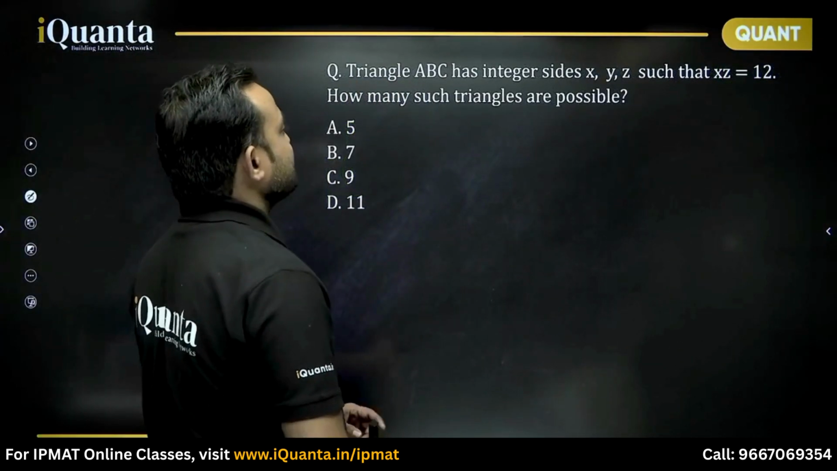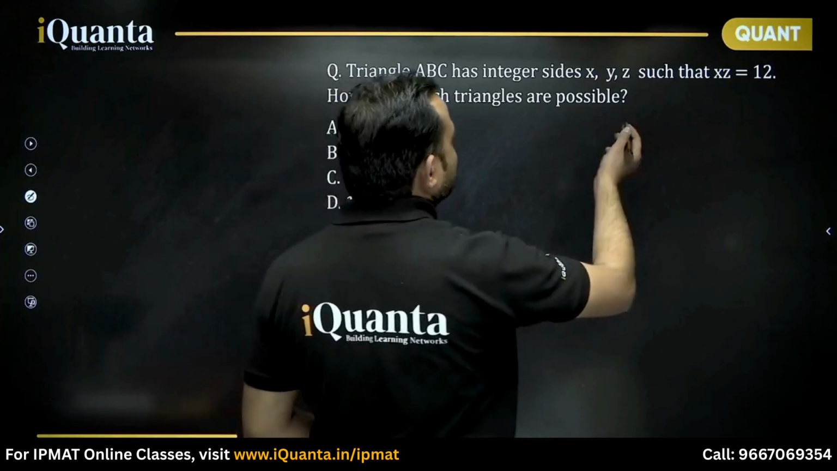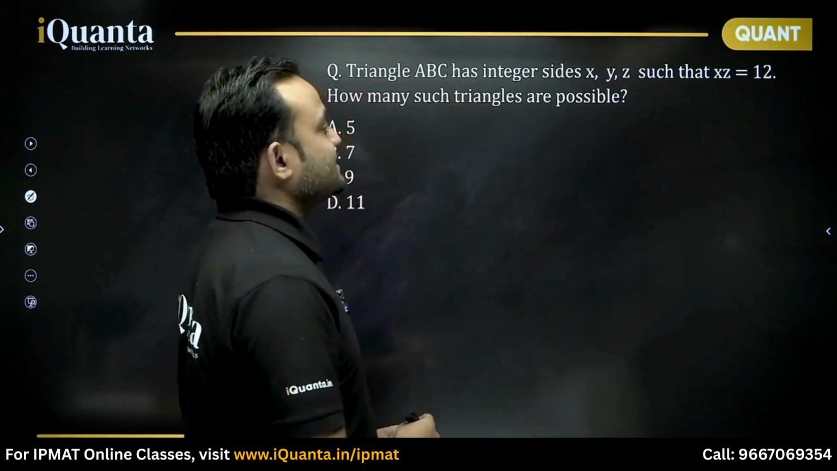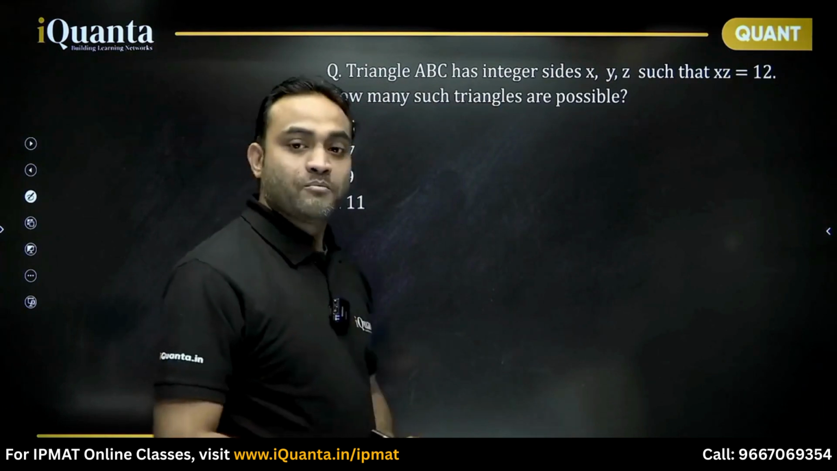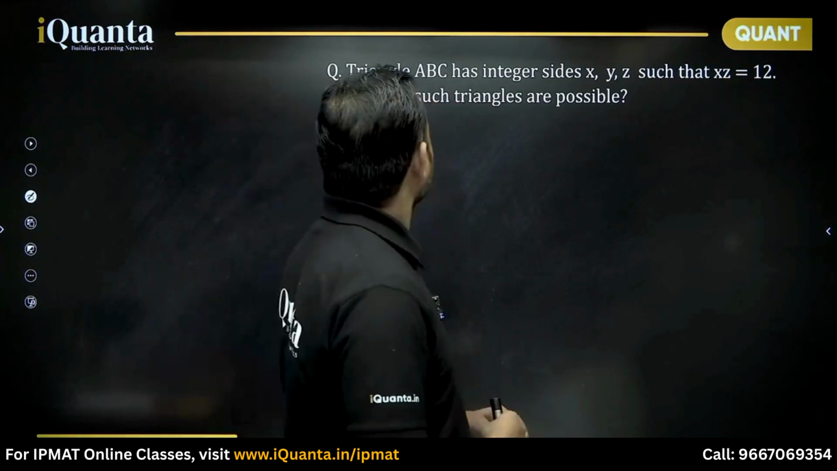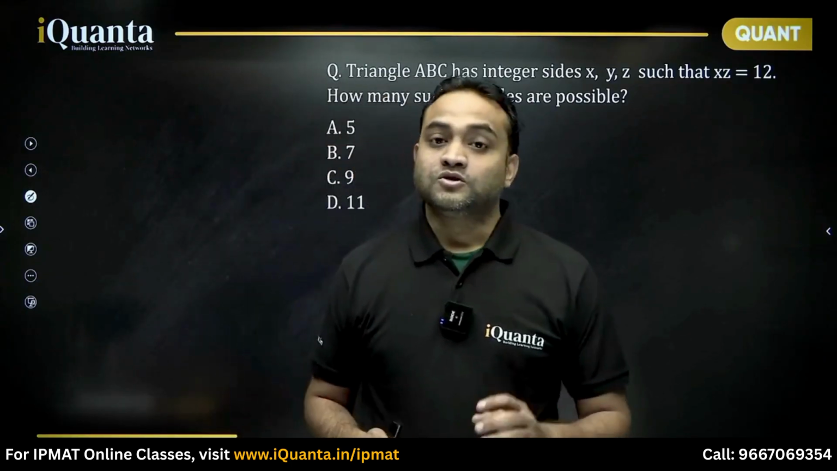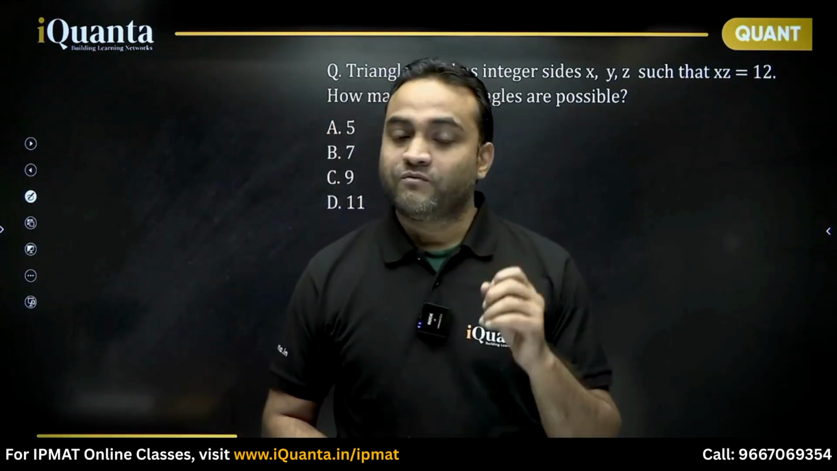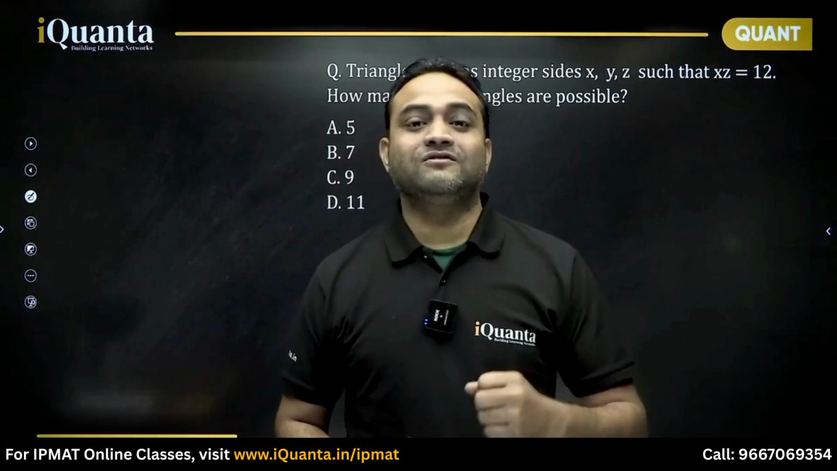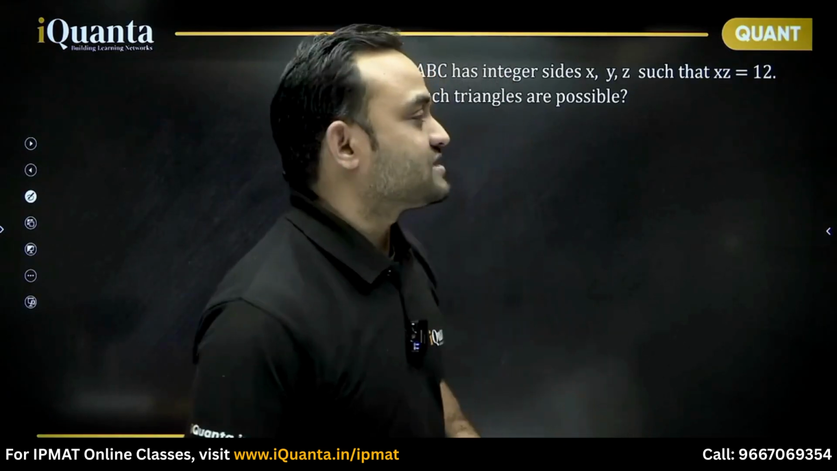Triangle ABC has integer sides x, y, z such that xz is equal to 12. The product of two sides has been given. How many such triangles are possible? So the product of two sides has been given. We need to find the third side and that will tell us how many such triangles are possible.